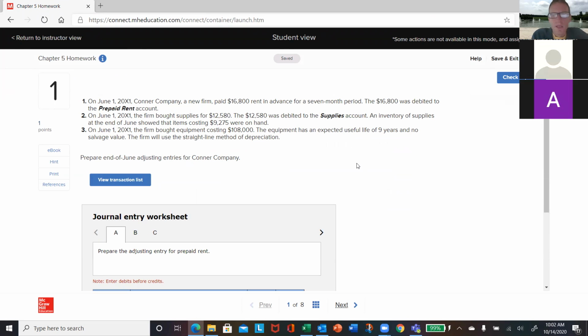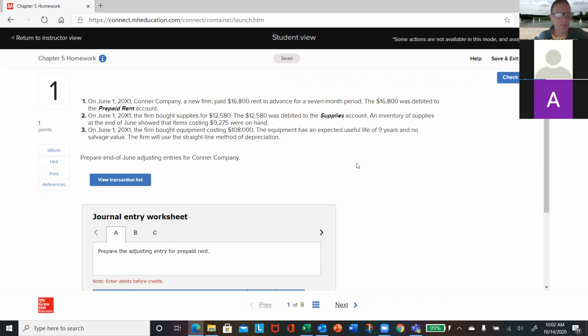Again, let me know if you can't see it. It should say problem 1. This is the Chapter 5 homework. They walk you through 3 different types of adjustments. Now, remember, the thing about adjustments, we're still working in the journal and we're still posting to the ledger just like we did in Chapter 4. It's just that the idea here is that we have to do adjustments for the financial statements. It's all about that time period idea.